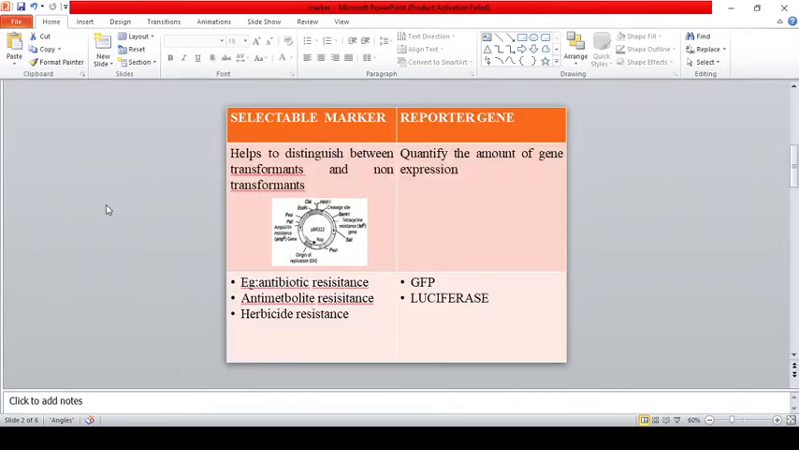First thing, there are two types of markers used in plant transformation technology. One is called the selectable marker and another one is called the reporter gene. Selectable marker is used to distinguish between transformants and non-transformants. Examples of selectable markers are antibiotic resistance, antimetabolite resistance, and herbicide resistance.